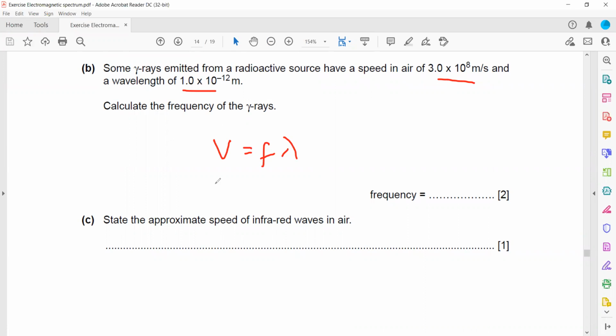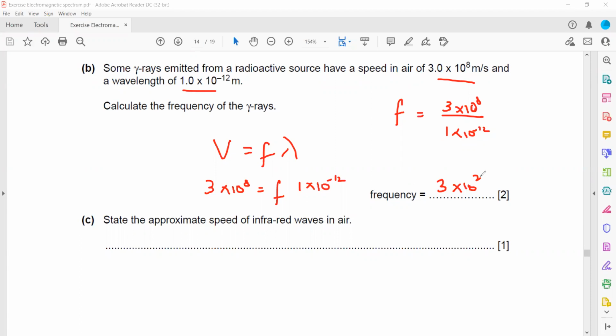So speed of the wave is given, 3 into 10 to the power 8, frequency we don't know, and wavelength is 1 into 10 to the power minus 12. So if we need frequency, it will be 3 into 10 to the power 8 divided by 1 into 10 to the power minus 12. When we solve this, it will come out as 3 into 10 to the power 20, and the unit of the frequency is hertz. So this is a wave equation which is valid for all kinds of waves.